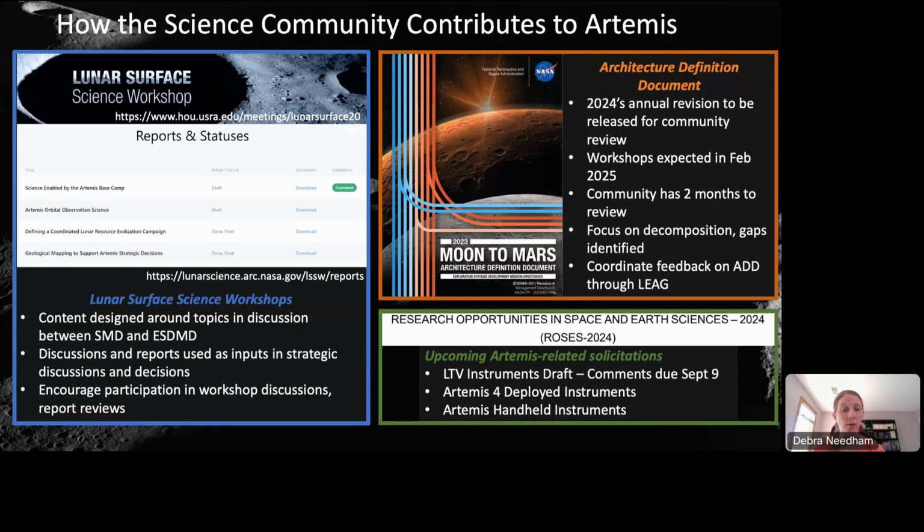And then there are also solicitations out for instruments. I wanted to highlight that there's an LTV instruments draft on the street, so upcoming opportunities. Jake mentioned that the Lunar Terrain Vehicle is moving forward, and we have opportunities to put instruments on those that are uniquely or substantially enabled by unpressurized mobility. So if you go to NSPIRES, in the ROSES solicitation, it's an F call, LTV instruments, and you can see that, and comments are due on that draft September 9th. And we'll try to get that final solicitation out on the street to take advantage of that opportunity.